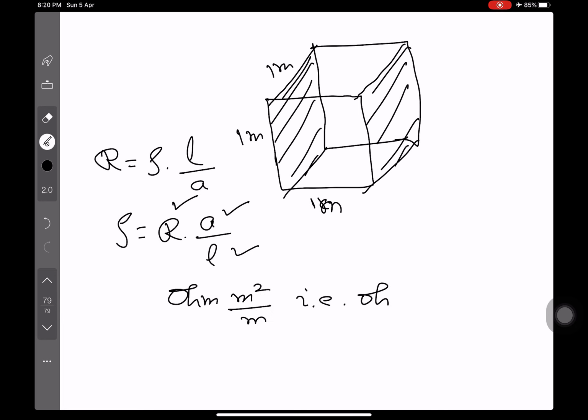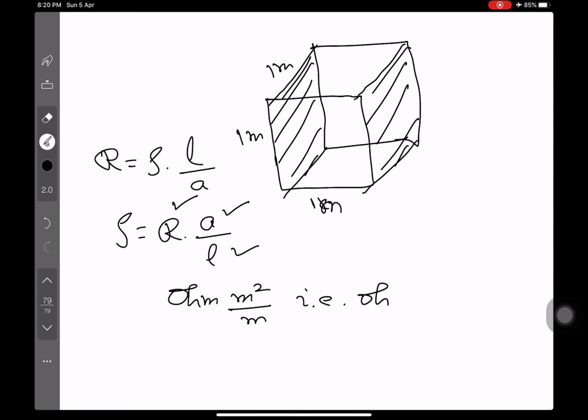Now, as resistance of a conductor depends upon rho, L and A, therefore resistivity depends upon the material, but it does not depend upon A and L. It does not depend upon the length of the conductor. It does not depend upon the area of cross section. It depends upon the nature of the material of the conductor. That means its value is different for different materials.